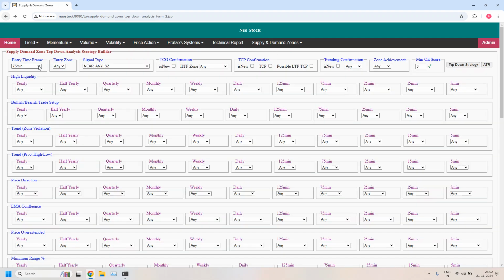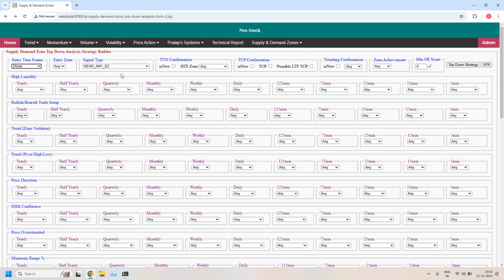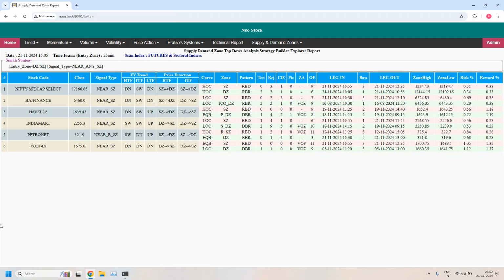Okay, next time frame is 25 minutes. Let's find the stocks near 25 minutes demand zone. 7 stocks are filtered. Next, for 25 minutes time frame, let's find the stocks near 25 minutes supply zone. 6 stocks are filtered.